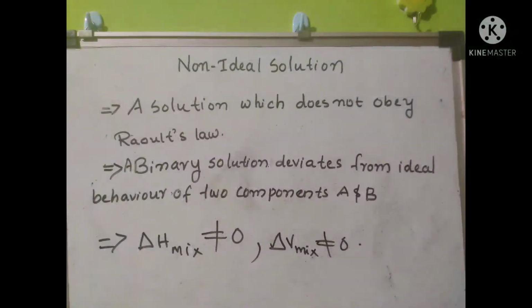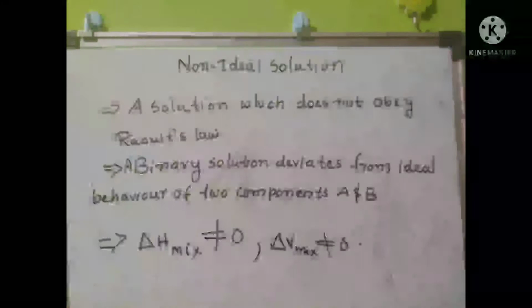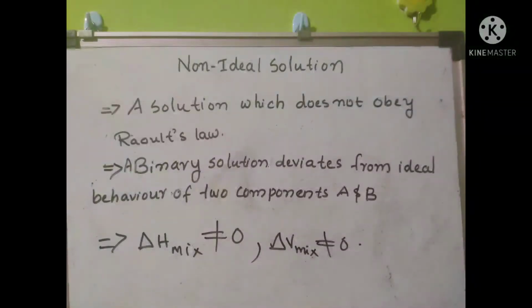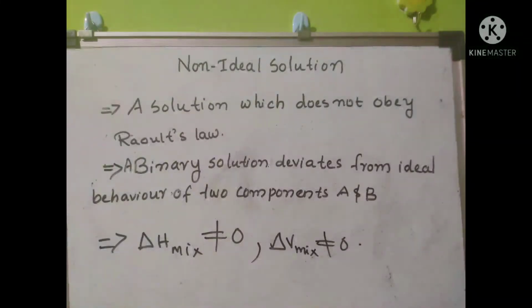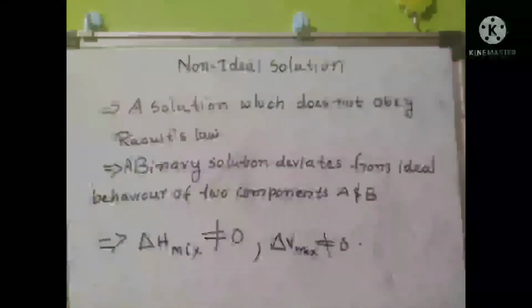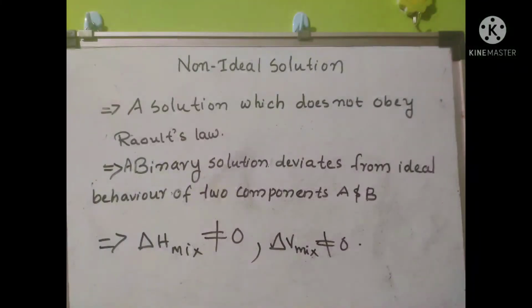A binary solution deviates from ideal behavior if the two components A and B differ in their characters. This is because in any such case, the presence of A molecules affects the escaping tendency of B molecules, and also B molecules affect the escaping tendency of A molecules. This is because the forces between A molecules differ from those acting between B molecules.